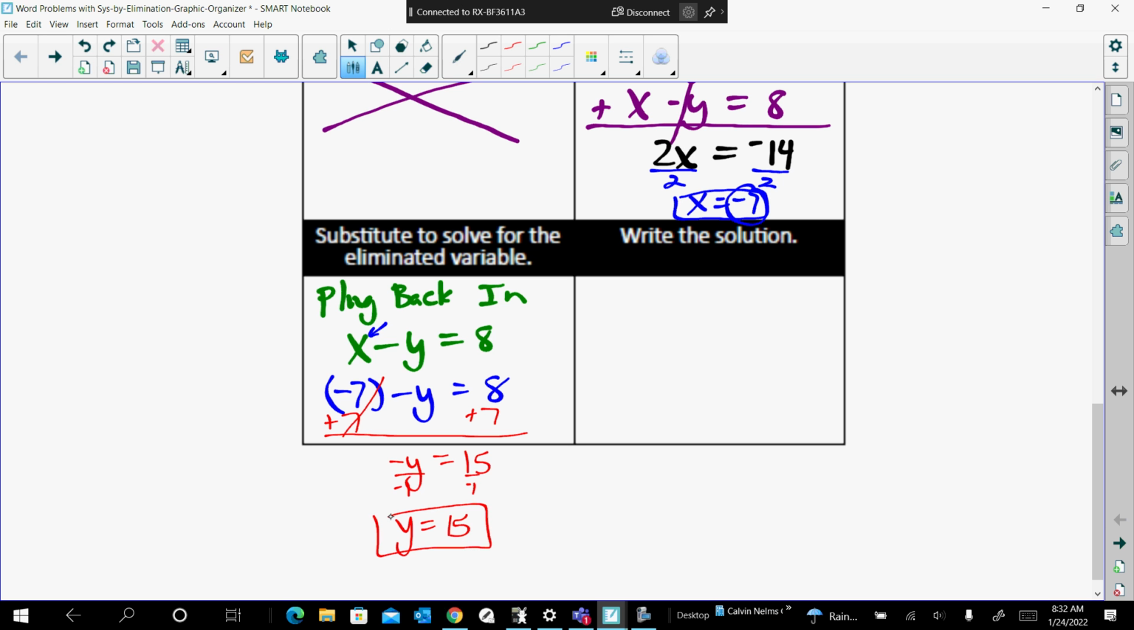So write the solution. The solution goes to the question, the question basically asked at the very beginning.